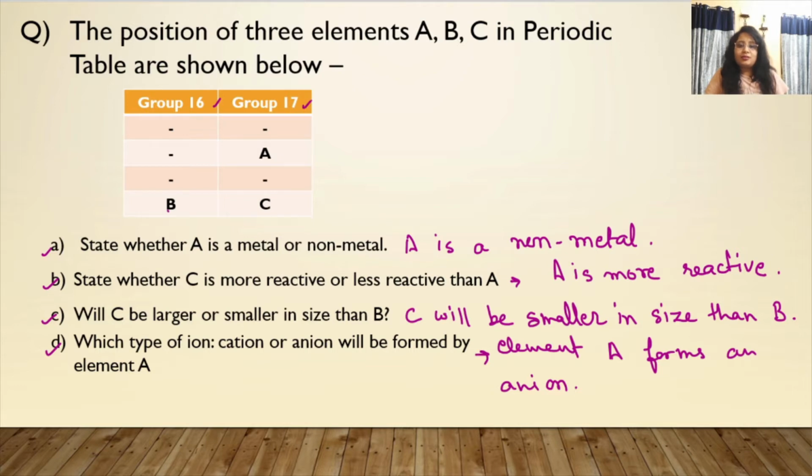That's all for the question given. It is very easy because we knew the properties of the periodic table: non-metallic character, reactivity, electron gain enthalpy, electronegativity, all these things we learned. So attempting this type of question should be very easy.